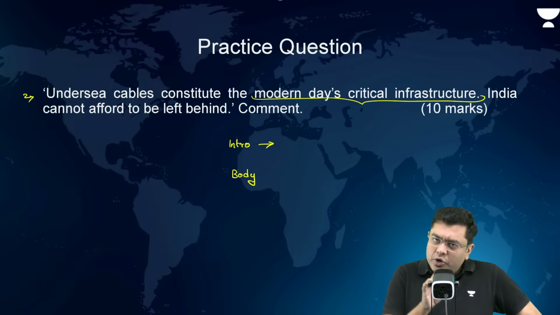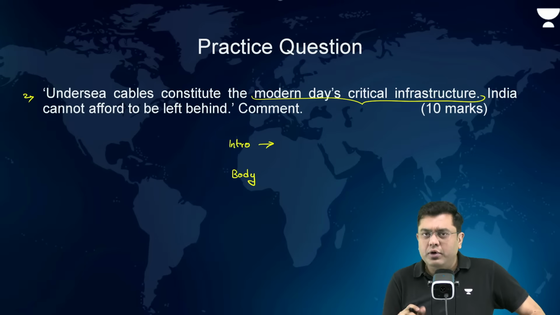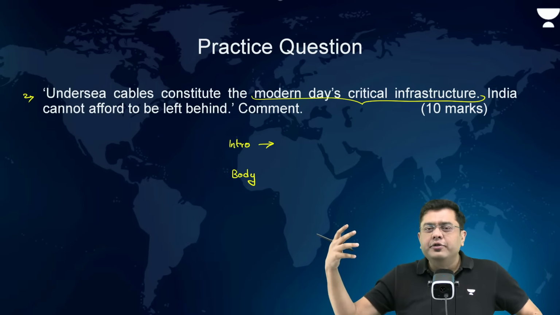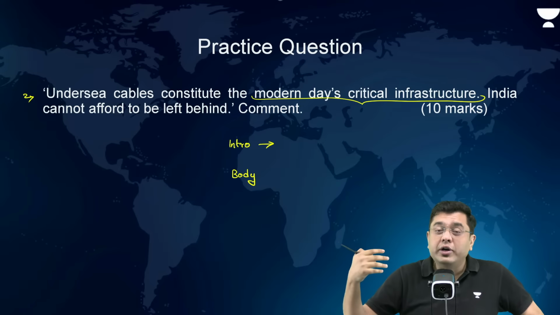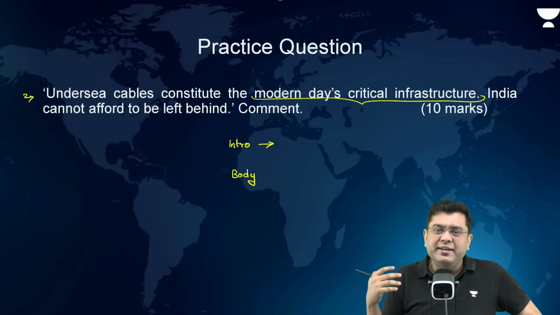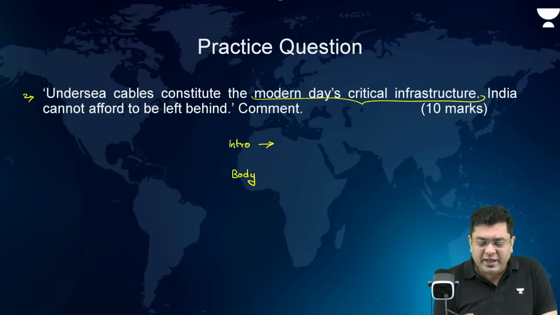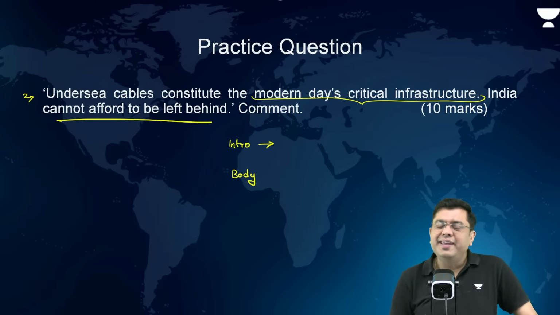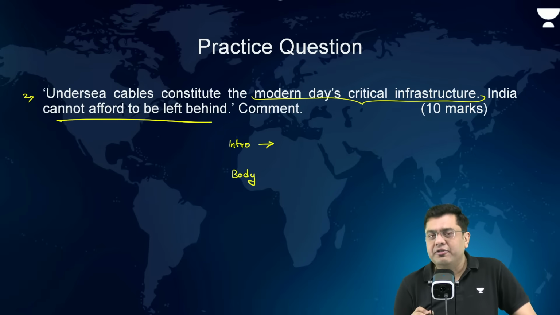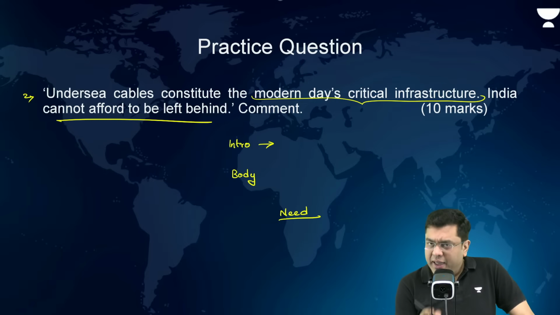After that, you have to talk about India's role, that compared to the size of the economy, it has not developed as much capability as, let's suppose, Singapore. Then you have to talk about the need for developing, where you are addressing that India cannot afford to be left behind. So that is where in the second part of the body, you discuss the need. Okay, all the needs that we have discussed.